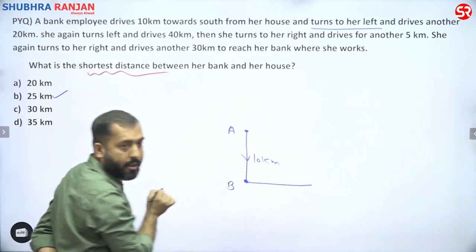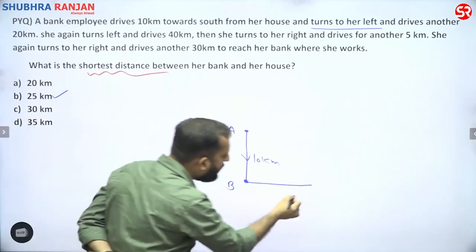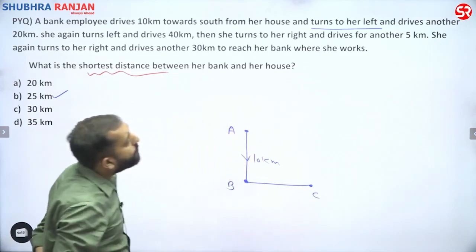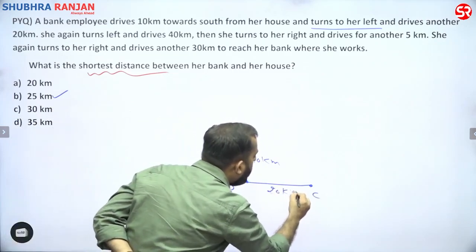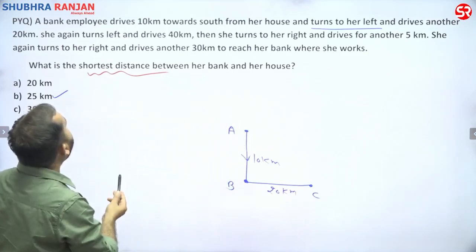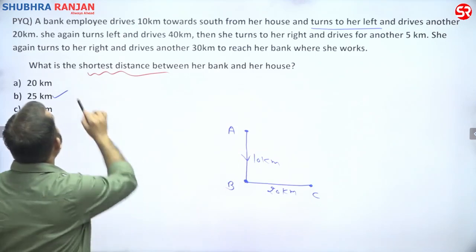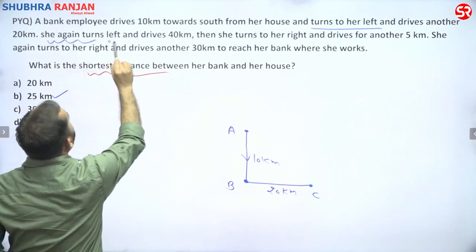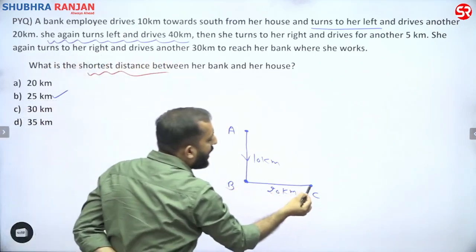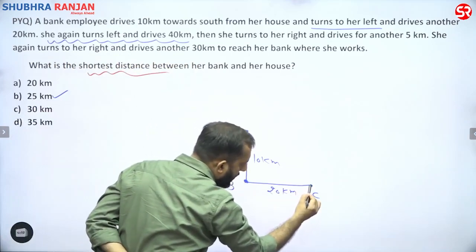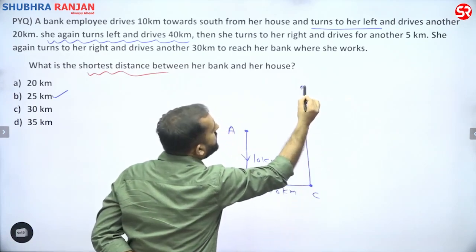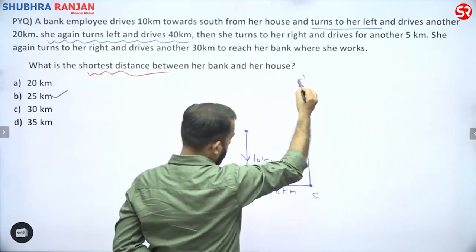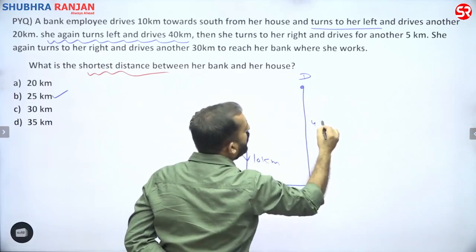Again, she will reach point C. And what is the distance? 20. And finally, she turns left and drives 40 kilometers. At point C, she has taken a left turn, meaning going upward. And how much is the distance traveled by her now? The distance traveled by her is 40 kilometers.